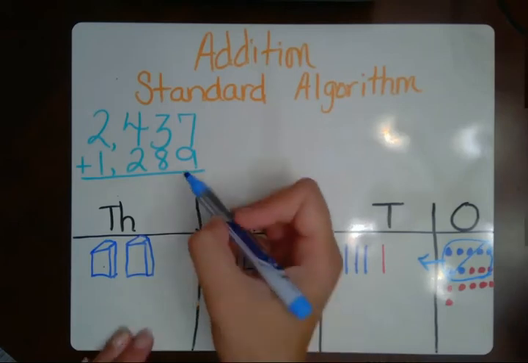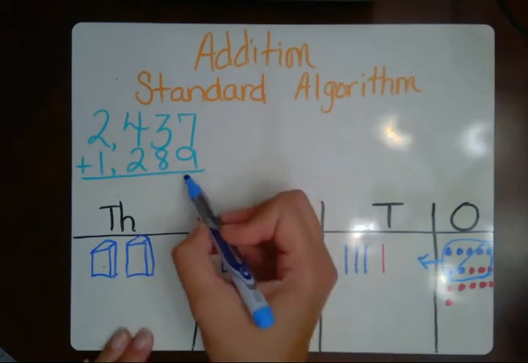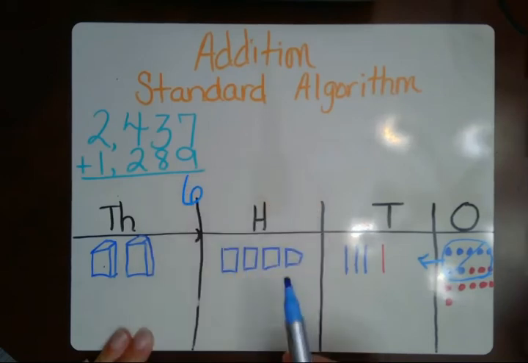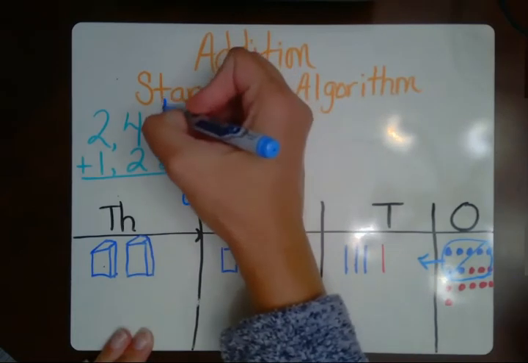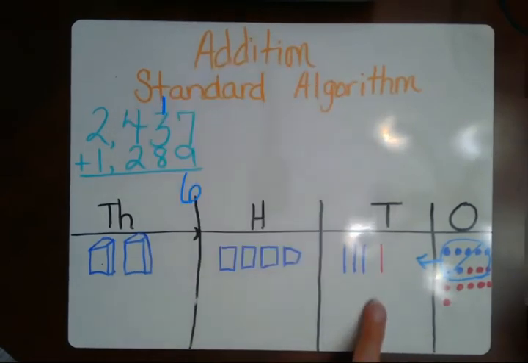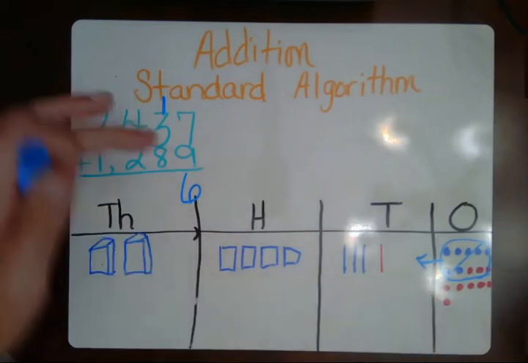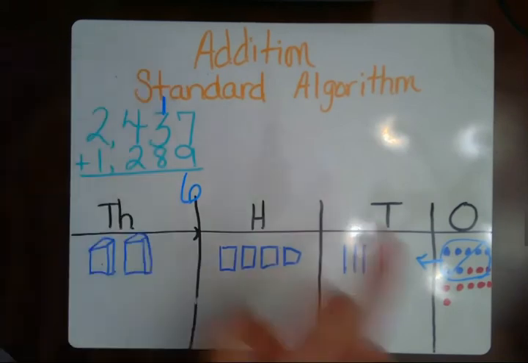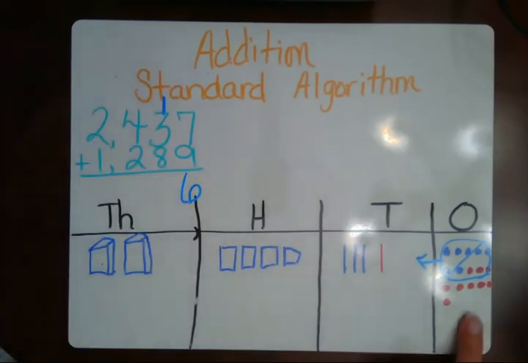So in my problem, I'm going to show what I did. I have 6 left. I traded 10 of them in, and I created a tens rod, and I added it to my tens column. So I took the 10 away from here, and I added it here, and I show that with regrouping that 1. And I have 6 ones left here that I didn't get rid of.